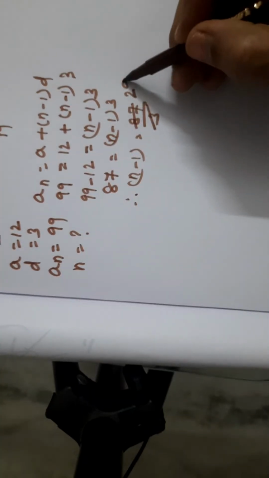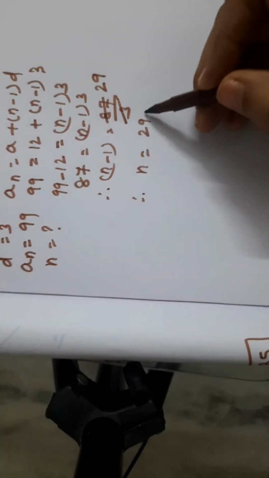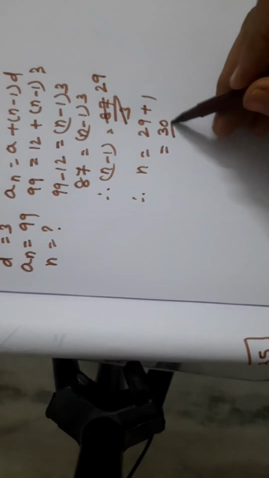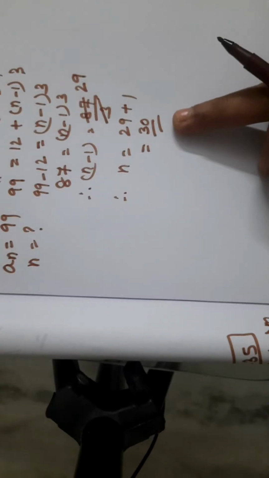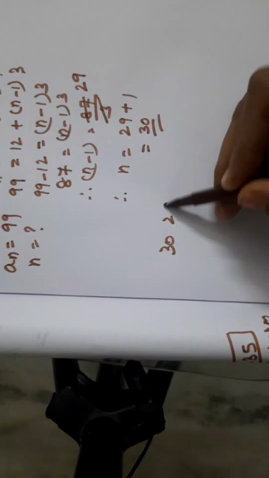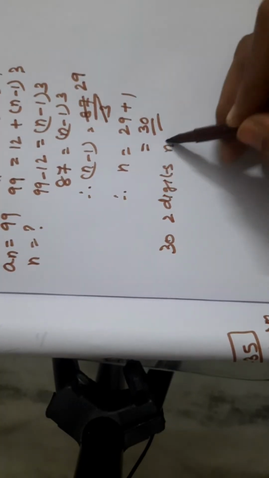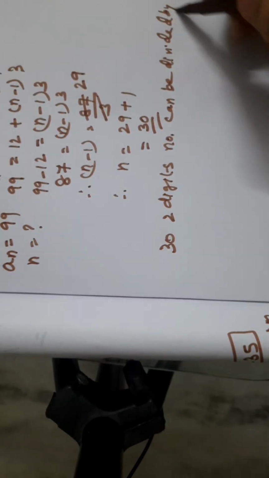Now 3 2s are 6, 3 9s are 27. So finally n is 29 plus 1, shifting this 1 towards the right. Thus it is 30. So our final answer is that there are 30 2-digit numbers between 10 and 99 which can be divided by 3. Now the question: how many 3-digit numbers can be divided by 3? The answer will be 300 numbers can be divided by 3.